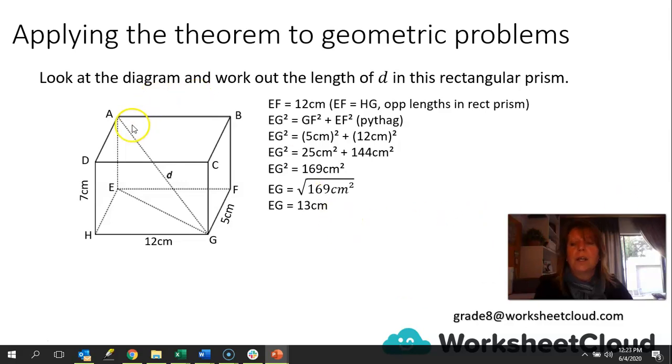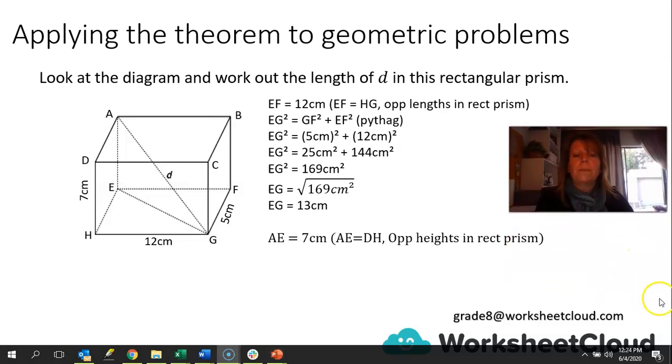Right, now I've got this measurement and I've got that measurement, which means I can now work out what D is. AE is equal to 7 centimeters. Why? Because AE and DH are equal because of opposite heights in a rectangular prism. Okay, that's your reasoning, how you figured out that AE is equal to 7 centimeters. So now we've got the 7 centimeters and we've got 13 centimeters.